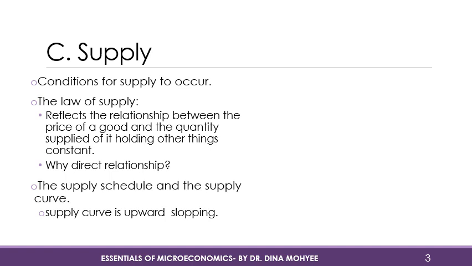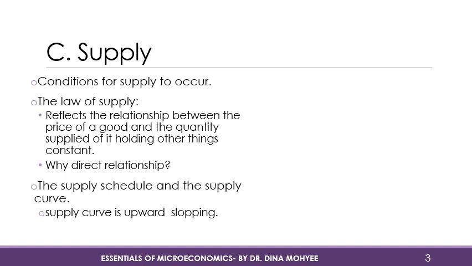The second condition is that the producer can profit from producing it, meaning that producing the good is profitable for him. This is because the primary goal of the producer is to maximize his profit, or to achieve the highest possible profit. One final condition is that the producer plans to produce and sell the good.